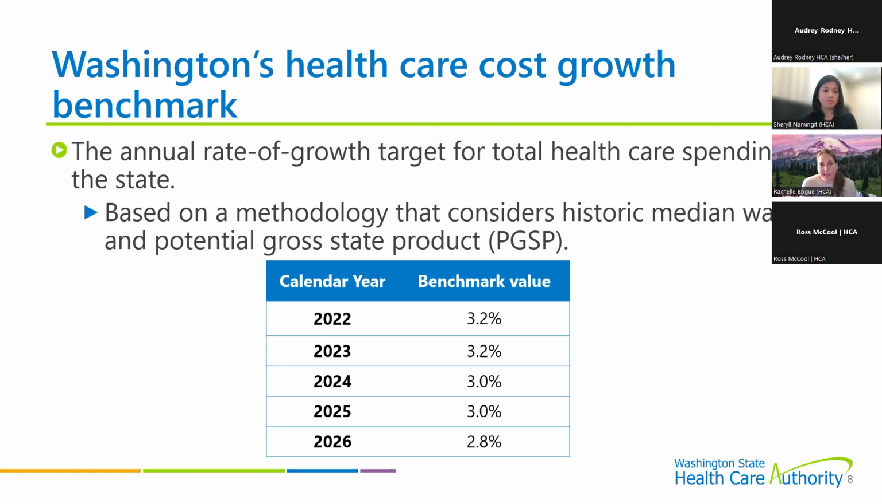Okay, so the benchmark data call is conducted annually, and it requires carriers and other entities to submit healthcare data to the healthcare authority. This data is utilized to calculate the state's total healthcare expenditure and measure benchmark performance. So in this chart here, you can see what the rates are per year for 2022 through 2026. So you can see it starts off at 3.2%, and then it goes down to 2.8 by 2026. Next slide, please.